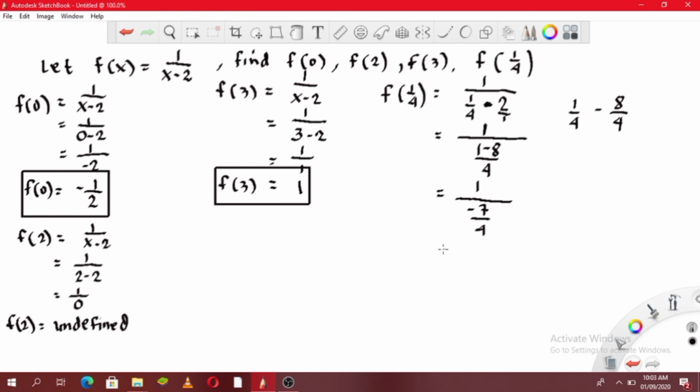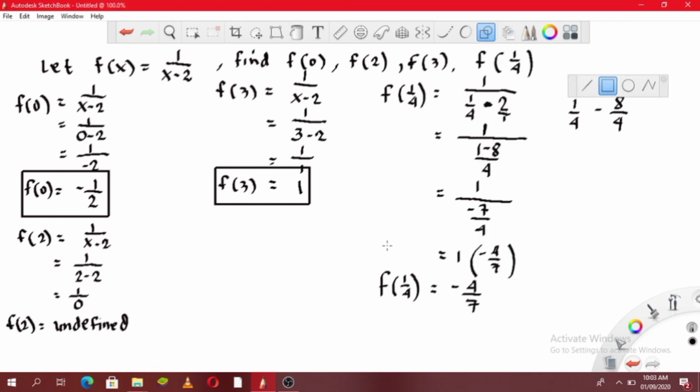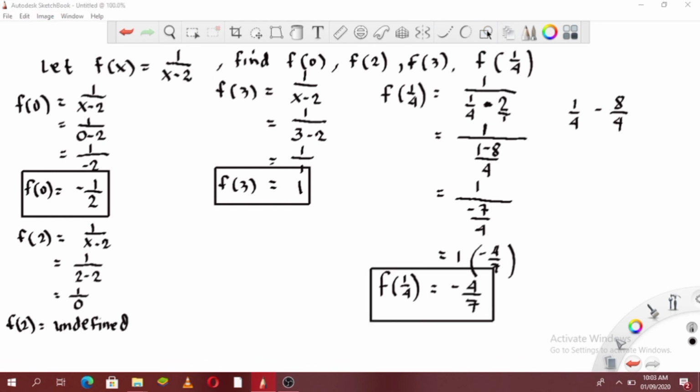So, this will become 1 times reciprocal ng negative 7/4, that is negative 4/7. So, pag minultiply natin to sa 1, it's still equal to this number. Therefore, f of 1/4 is negative 4 over 7. So, the value of the function will be negative 4 over 7 when x is 1/4.